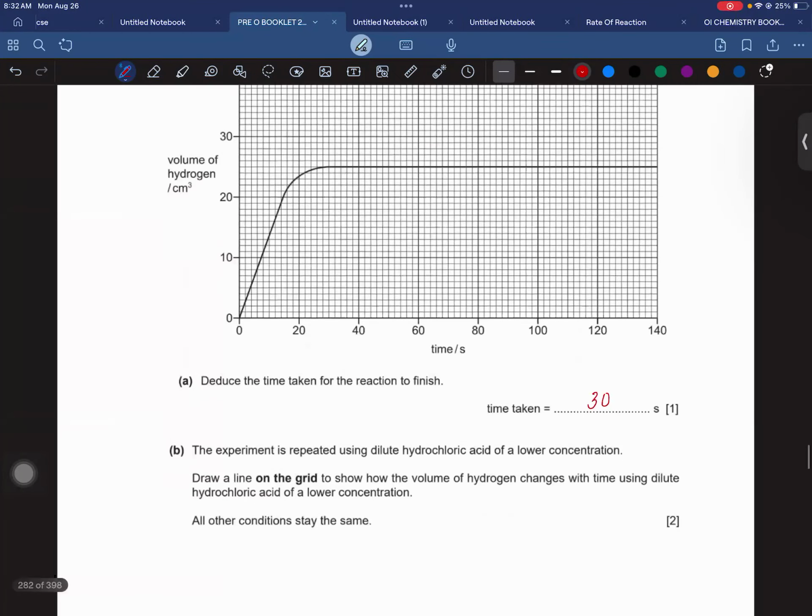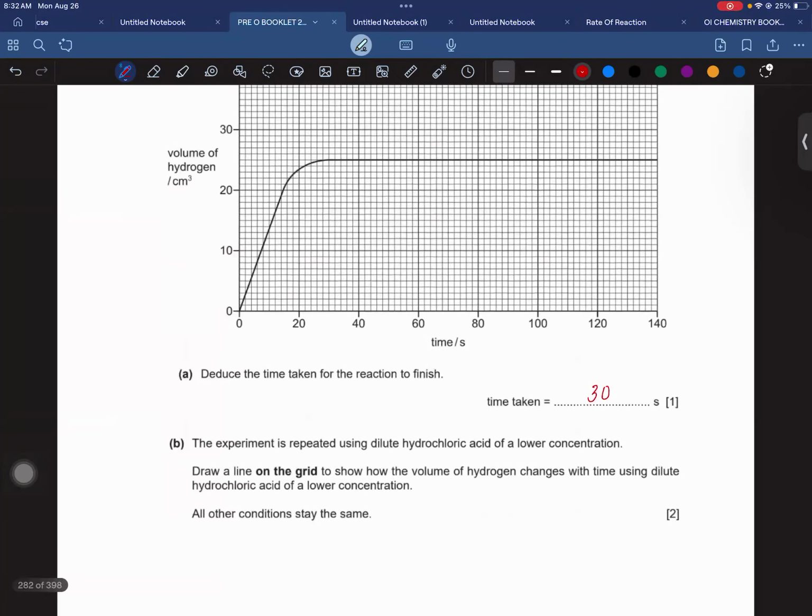So they are saying draw a line on the grid. I would be drawing the line just like that. It means that the rate of reaction is slower. I have just drawn the line less steep. This is less steep. Okay. Are you getting my point? Anaika is here. Anaika.